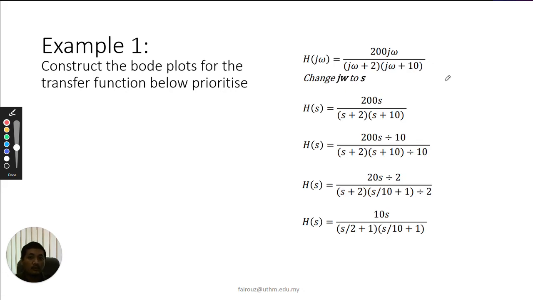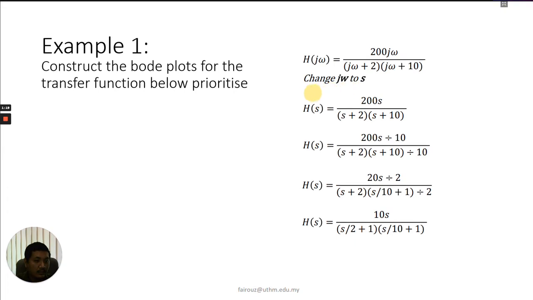Okay, first step, what you need to do is to change jω to s, for ease of calculation or ease of analysis, right? So here we have changed from jω to s. Next step is to do some calculation in order to rearrange or represent the transfer function into the common or general representation. So here we have 200s over (s plus 2) multiplied with (s plus 10).